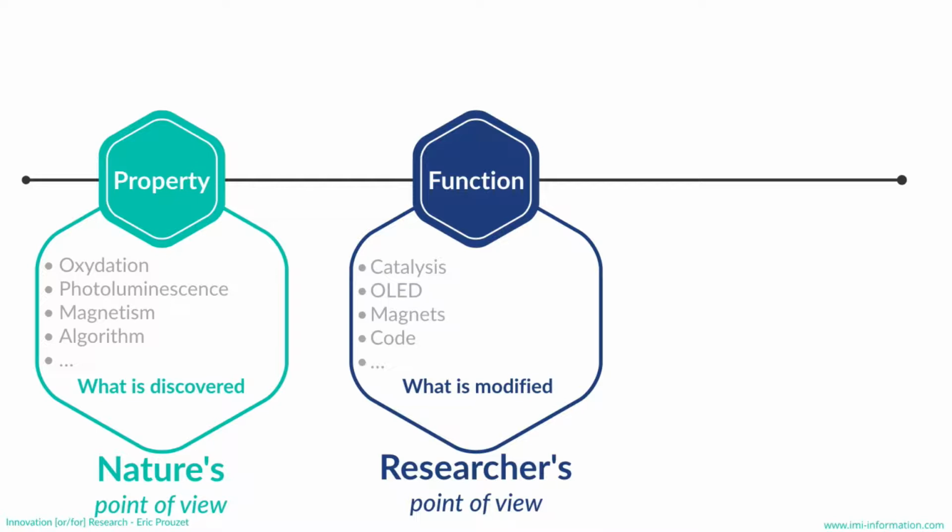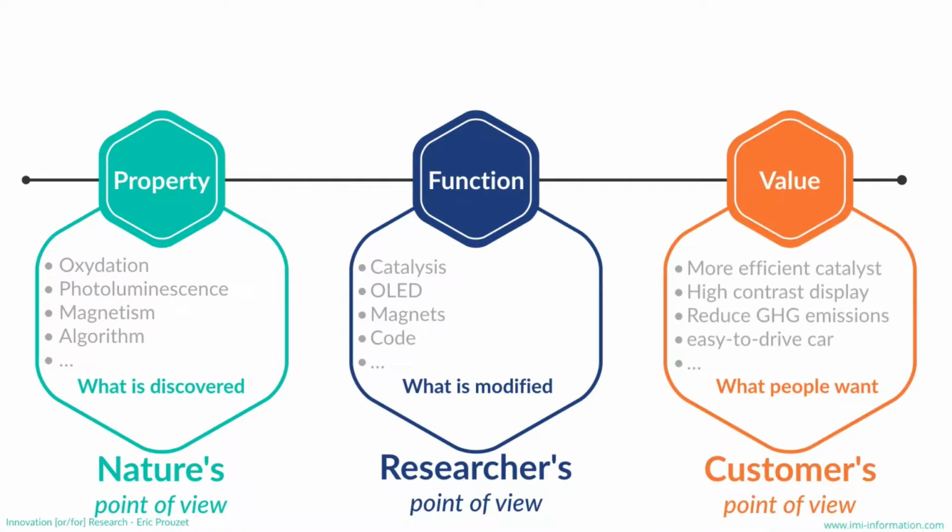From the property, we have the function, and the function is kind of the researcher's point of view. The function is what we do when we take a property and we modify it. The oxidation property of a molecule by itself has no use, but if we can turn this molecule into a catalyst by combining it with the correct porous matrix, now we have a property that is being put in action. Finally, we have the value, and I define the value as the customer's point of view. The value is what people want.